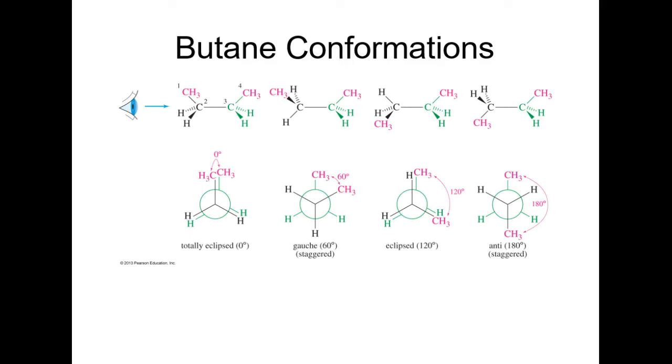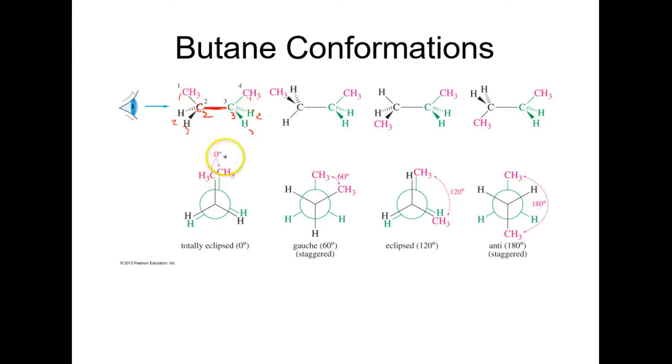Now let's talk about butane. Butane is 4 carbons. Here's butane. This time we're going to look down C2 and C3. We're looking down this bond and the 3 things that are attached to it. 1, 2, 3. 1, 2, 3. So this carbon is attached to these 3 things, and this carbon, notice, is 2 hydrogens and a methyl group.